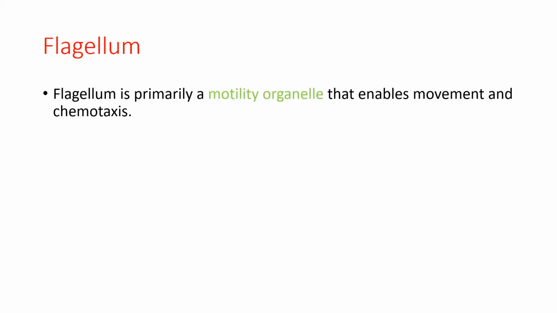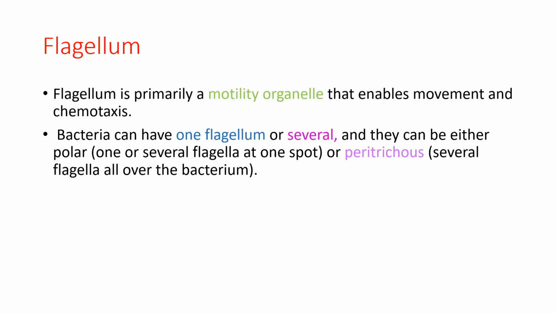It is very useful for bacterial cells, enabling movement, and chemotaxis. Chemo means chemical. The flagellum responds to chemicals, that is called chemotaxis. Next, bacteria can have one flagellum, or some bacteria have several flagella present at one spot or another spot. Some bacteria have several flagella present all over the bacterium, that is called peritrichous.